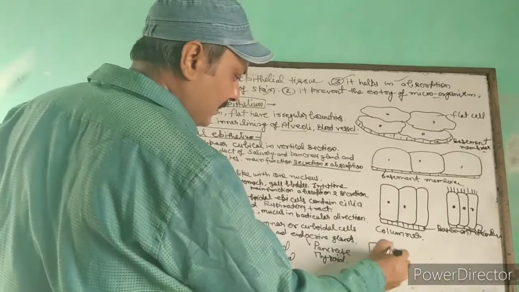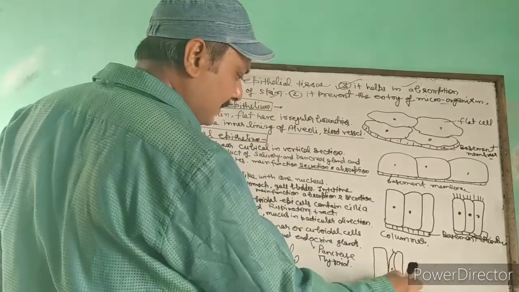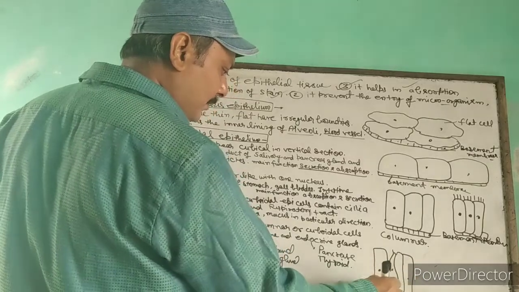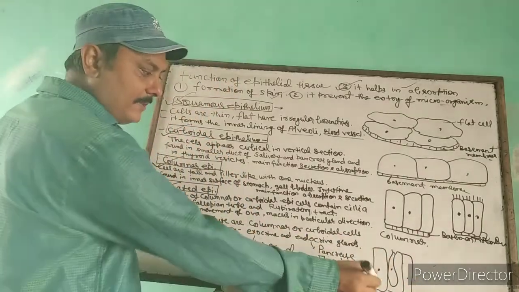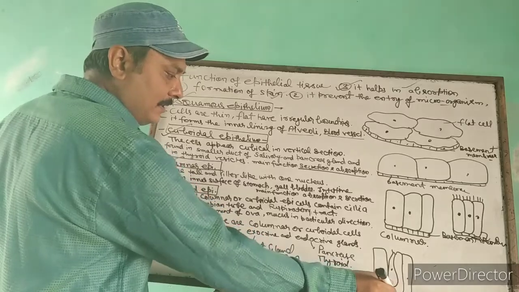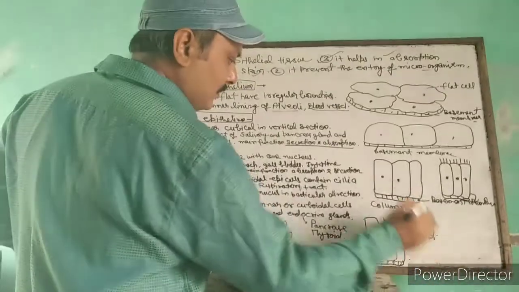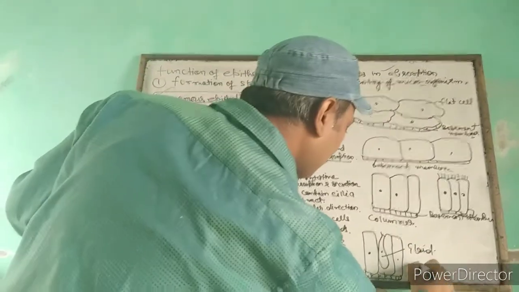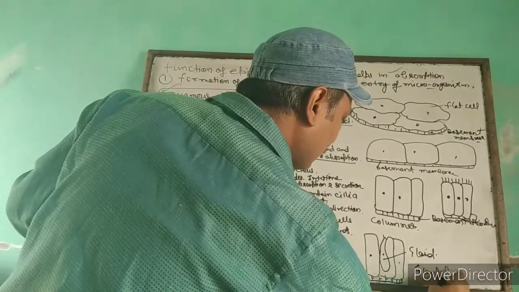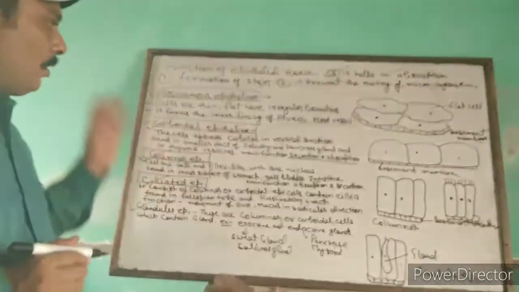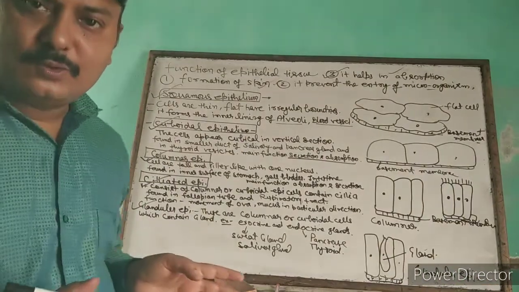Gland is between the columnar cells. OK, so now this is the diagram of glandular epithelium. Now this is the basement membrane. You are seeing here, this is the basement membrane, this is the gland. So this is the glandular epithelium. We already understood all these types of epithelial tissue.